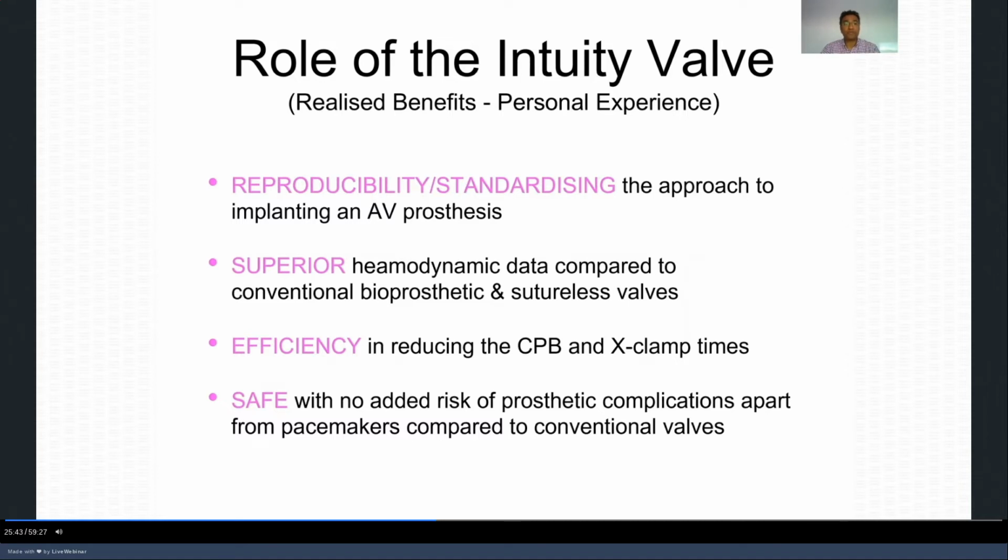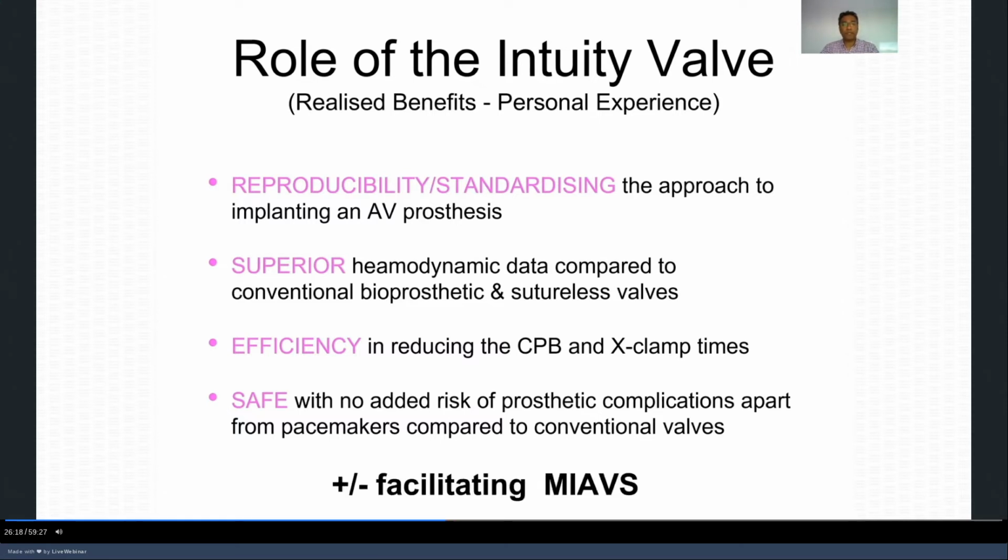Now, with regards to the realized benefits, one, I feel that this valve is easy to implant because it's reproducible and there are specific steps that you have to take. Two, I feel that the valve has superior hemodynamic data based on the recent publications, both from registry data and from post-CE mark data. The valve is very efficient in the sense that it reduces the time to implant, and it's also safe with no other added risk of prosthetic complications, apart from maybe a slightly higher risk of pacemakers. And on top of that, it can facilitate minimally invasive surgery.